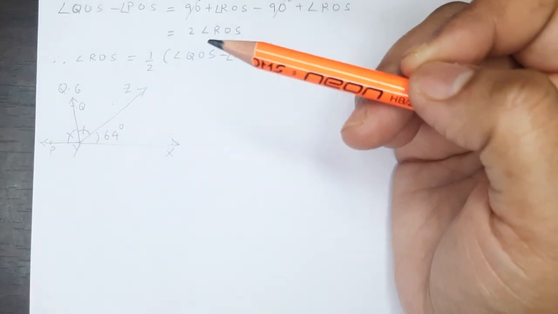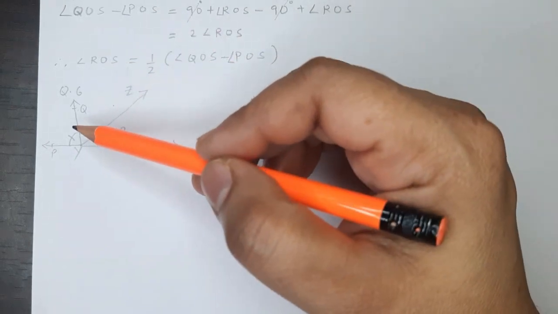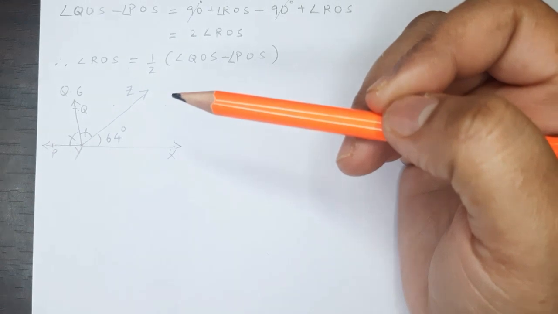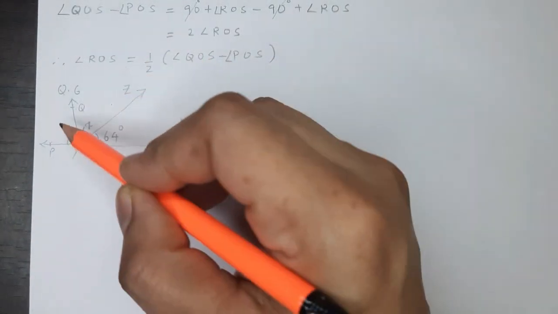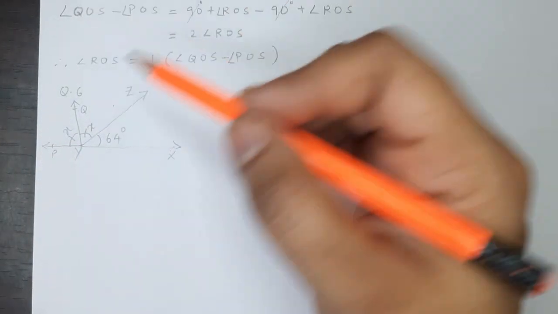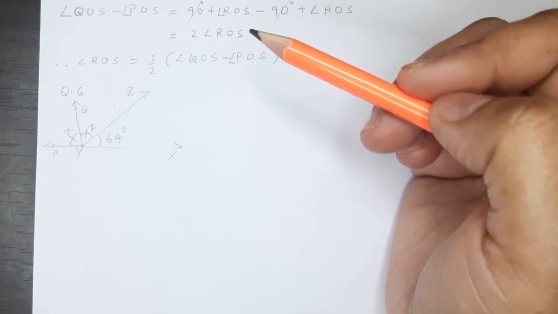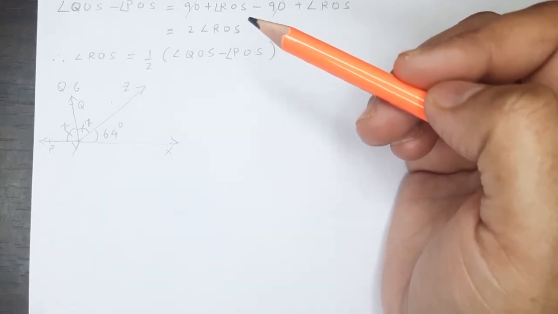So let's get started with that. If this is 64, if you notice, the addition of these three is going to be 180 degree, isn't it? If I assume this angle as x, this also will be x. So 2x plus 64 is equal to 180 degree, right? So what you have to do is solve this equation. So let's do that.